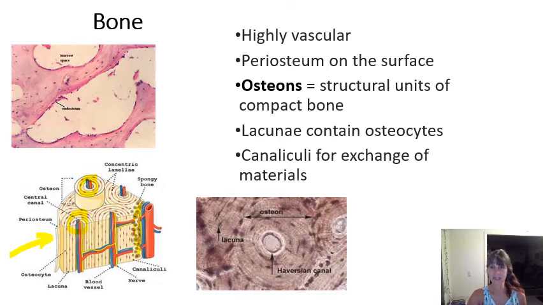Osseous connective tissue contains osteocytes that reside in special spaces referred to as lacunae. Because osteocytes reside in a matrix that is very, very hard, they have special little canals referred to as canaliculi that allow different substances to diffuse between the blood supply and other osteocytes. That allows for exchange of materials and substances.